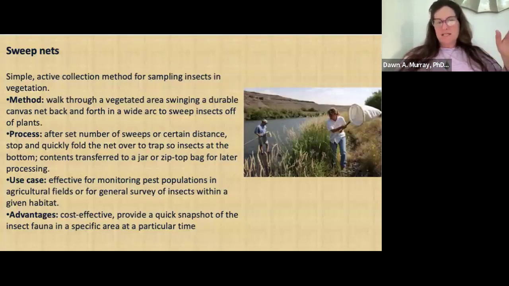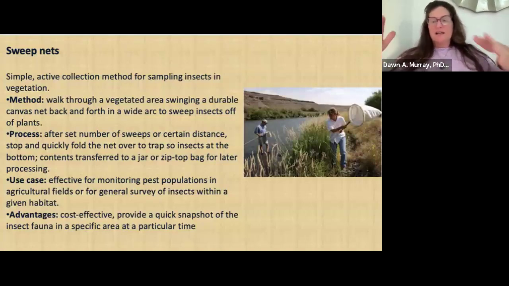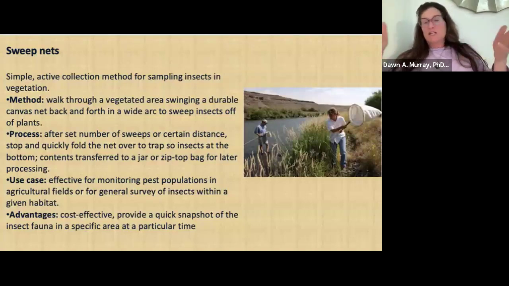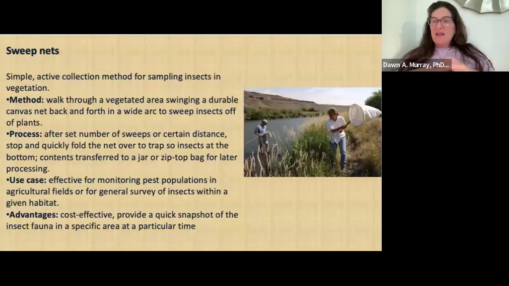It's really good for general surveys of insects. It's good for butterflies, moths, flying little creatures. It's really cost effective. It gives you a good snapshot of the insects and the fauna at a specific time. If you're going to tell us about insect diversity, you might want to do one in the morning and one in the evening and compare what you see in your nets. What's harder about this is you'd need either a book or a good iNaturalist to help you identify.